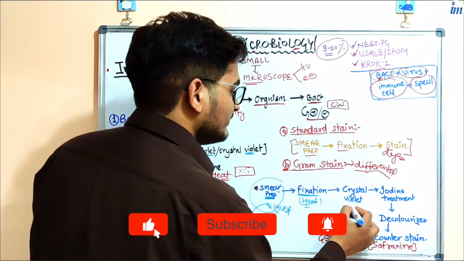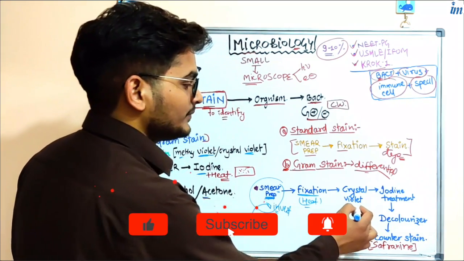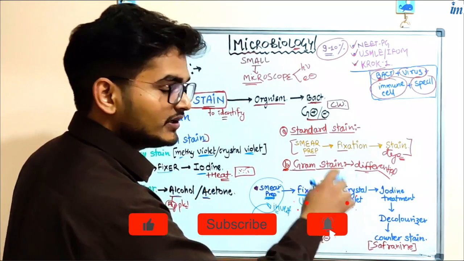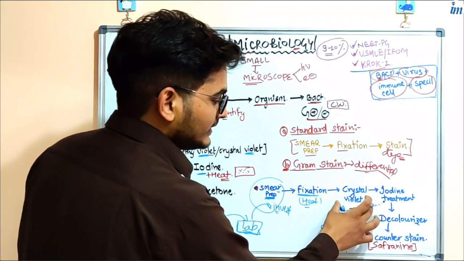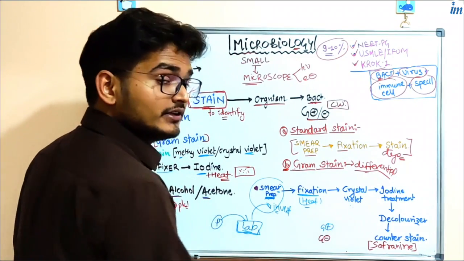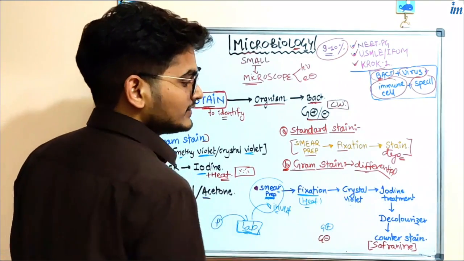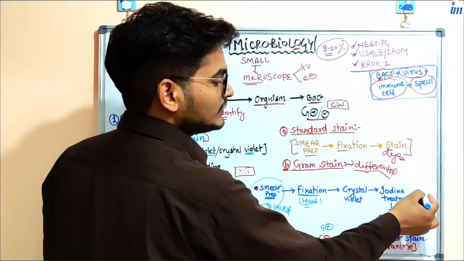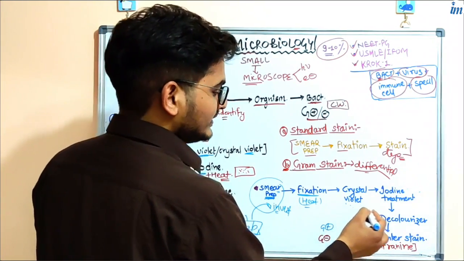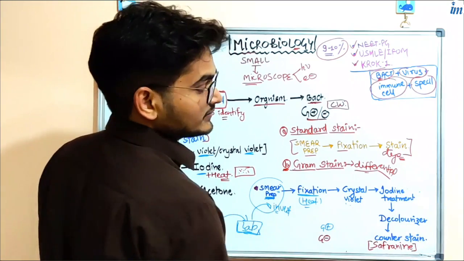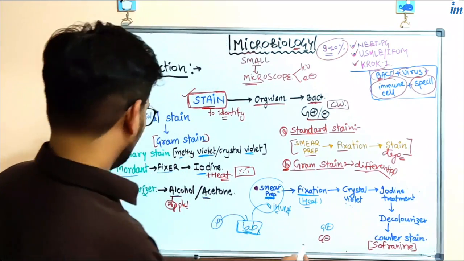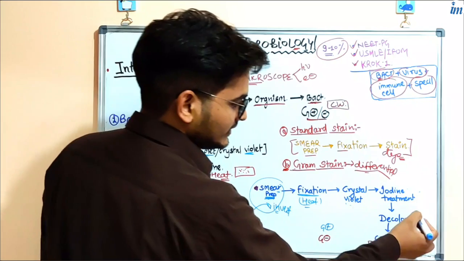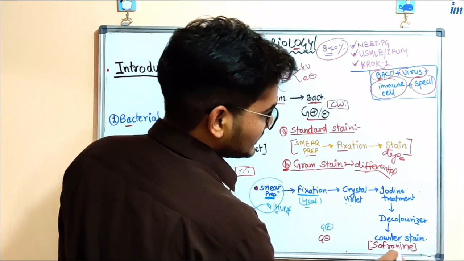And after that, when we use the crystal violet, it has the specific property to stick over the surface of the bacteria, and they give the proper color. That is the moment when we add the crystal violet. The next one is iodine treatment. This is also, you can say, a kind of counter stain. Okay, here this one is a counter stain.